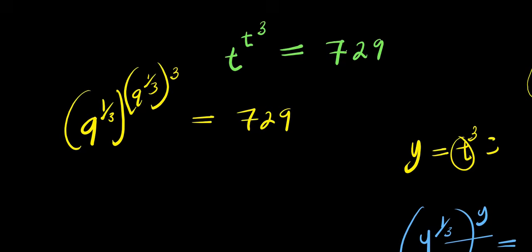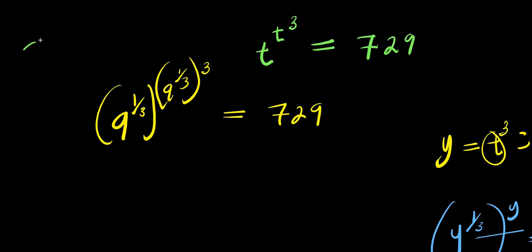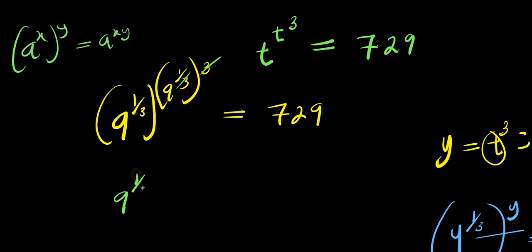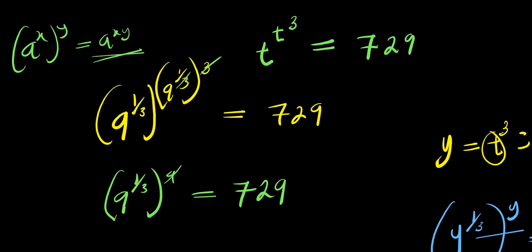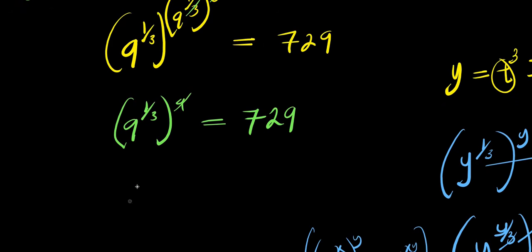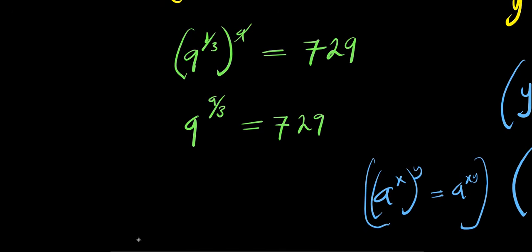So we start by multiplying this exponent. Remember, a power x power y equals a power x times y. Just cancel this, right? I have 9 power 1 over 3 raised to the power of 9 equals 729. So we apply this same identity again. 9 times 1, that is 9. We have 9 power 9 over 3 equals 729. So from here, we have 9 divided by 3, that is 3. We have 9 power 3 equals 729.